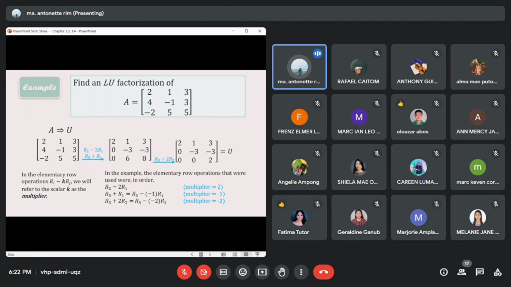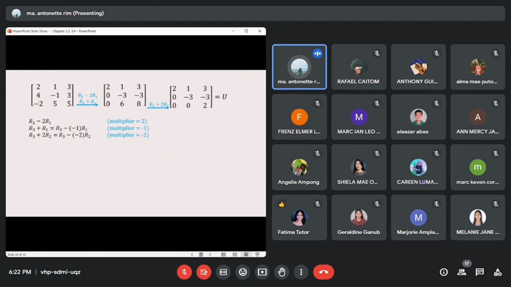The purpose of the multipliers is that they can be used to make our L. The multipliers are precisely the entries of L below its diagonal. Our L has any real numbers below, the main diagonal entries are 1, and above the diagonal they are 0. The entries at the asterisks are our multipliers. That is our L.